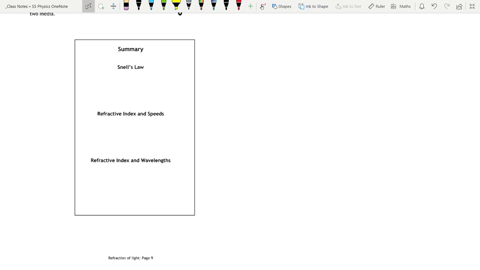Okay, so we went through the proof there. As I said, you don't need to know the proof for the derivation of the equations. All you need to know are the equations. So we have 3 equations now that relate to the refractive index.